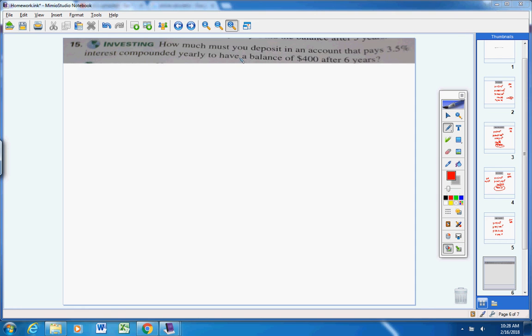How much should you deposit? How much should you put into a bank? How much should you start off with to put into an account that pays 3.5% interest compounded yearly if at the end of 6 years you want to have $400? That's your balance. That's your ending amount. Okay, so here's your model.